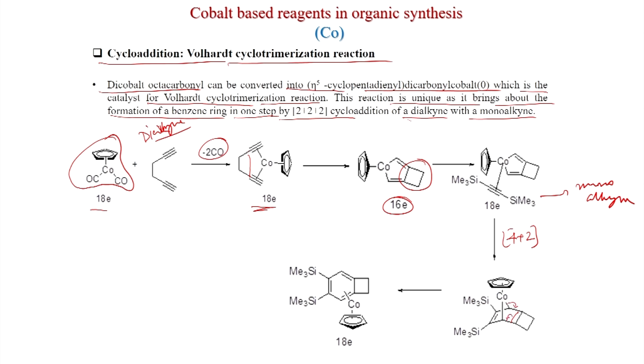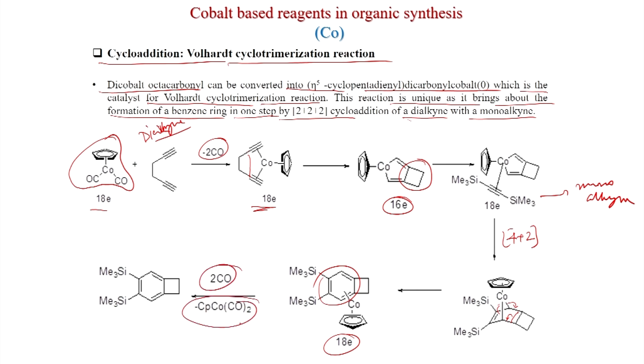This bridged cobalt then eliminates like this, and again it coordinates with the pi system. So, here the aromatization happens actually. If you see, this is a 6-membered aromatic compound, and with cobalt it is connected. Cobalt is 18 electron, and after that cobalt elimination, 2 carbon monoxide and minus CpCO2, you get this product. So, this is very important. A dialkyne and a monoalkyne can give this bicyclic product in good yield.